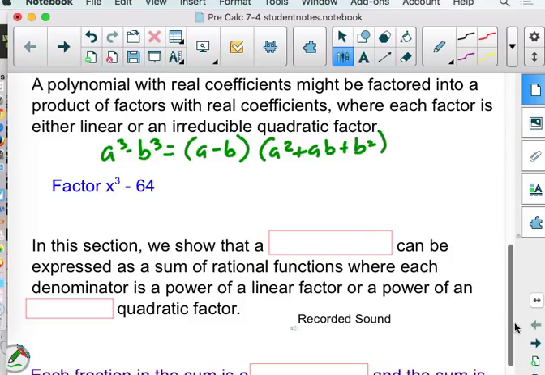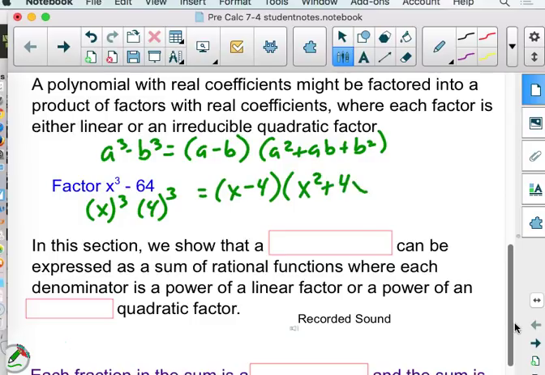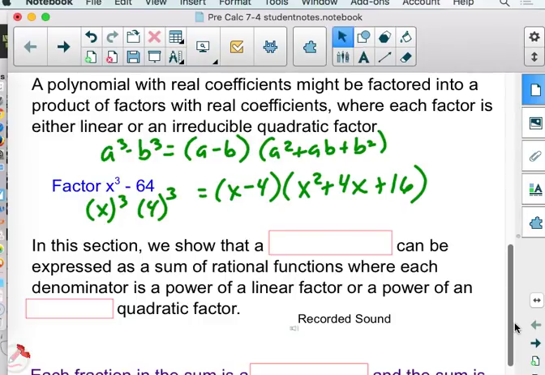Now a and b are: what did you cube to get x cubed, which in this case would have been an x, and what did you cube to get 64, which in this case is a 4. So if we break that into its factors, it will be x minus 4 times x squared plus 4x, and then if you square 4, you'll get 16. So we have just broken this up into a linear factor, and that's this x minus 4 that we see right here. That is definitely an x to the first, so that is linear.